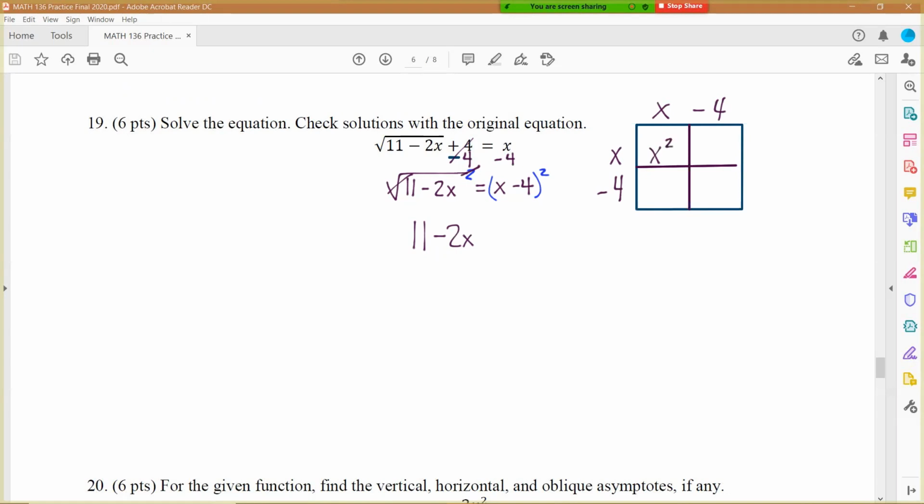So in my box, I'm going to take x times x, which is x squared, -4 times x, which is -4x, -4 times x, which is again -4x, and then your last box, -4 times -4 is +16. So when I take x minus 4 and square it, I make a box problem with x minus 4 on the top and x minus 4 on the side. Then when I combine like terms, I end up with x squared minus 8x plus 16 for the right side.